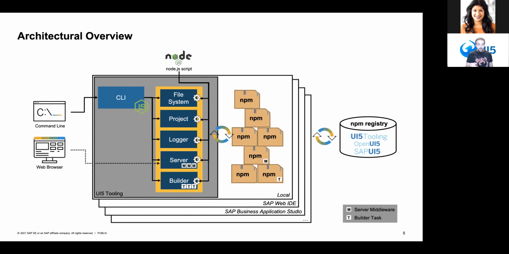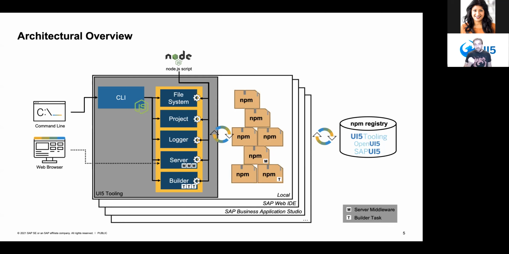If you start with the UI5 tooling, you see on the left-hand side there are two entry points mainly: the command line on the one hand and the web browser. Let's start with the command line. You can run npm install and install the UI5 CLI globally. This is a standard mechanism developers use. With that, you have the UI5 tooling installed, and it comes with several modules like the file system module, the project, the logger, and two important parts: the server module for the development server, and the builder module for the build jobs or build tasks.